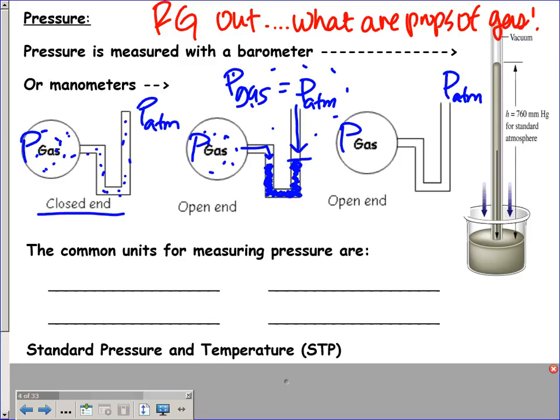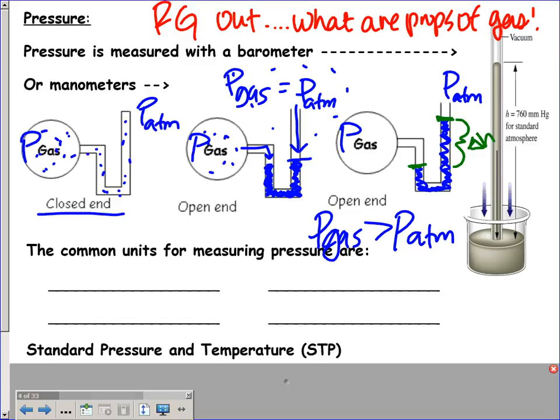So what would this be if I drew my mercury levels changing? Let's say the mercury level goes up to here. What can you assume? Who's greater? Pressure of gas is greater than pressure of atmosphere. By how much? The difference in heights between the two mercury levels, right? So we would really utilize a ruler and say, okay, from here to here there's a difference in height of mercury, in millimeters of mercury, and we call that difference in height delta H, and that is what we would add to one of the pressures.